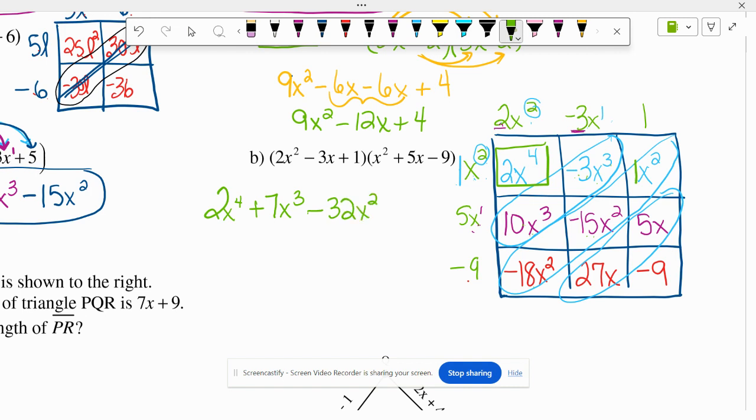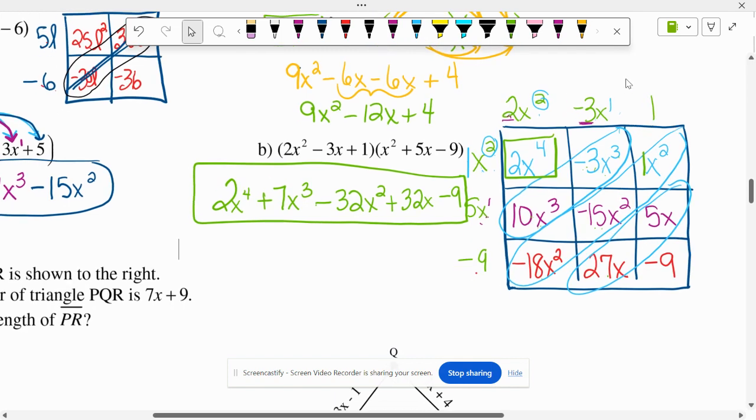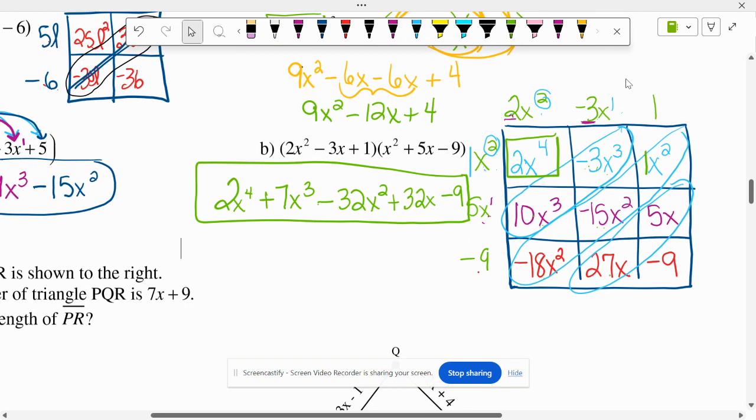Travis, you're up. Okay, you ready? Travis, I have 27x plus 5x. And my last term. Good job. So here is your final answer. Good job, you guys. So remember to use that box if that's the method that works for you. Okay. Draw a box. Questions on those top 6?